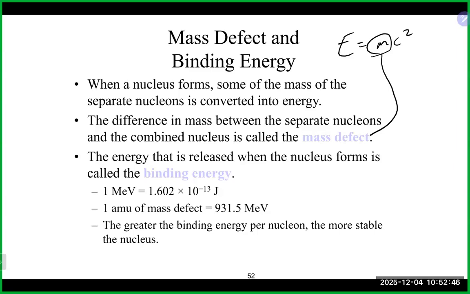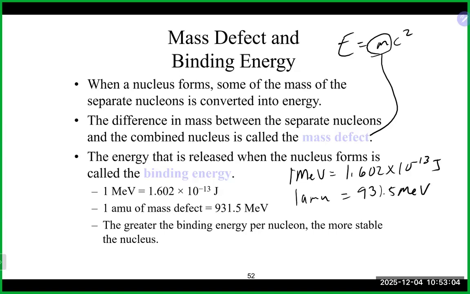Now, here are some conversions which can allow you to do this. 1 megaelectron volt is 1.602 times 10 to the minus 13 joules. And 1 AMU of mass defect is equal to 931.5 megaelectron volts. So two very common units of nuclear binding energy are joules per nucleon or megaelectron volts per nucleon. Those are the two common units that are used for binding energy.